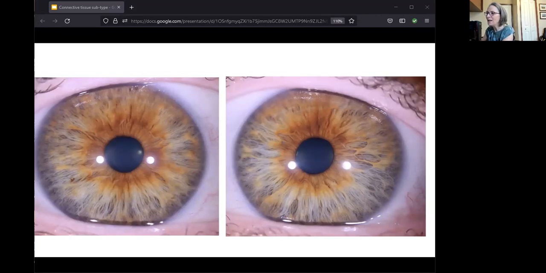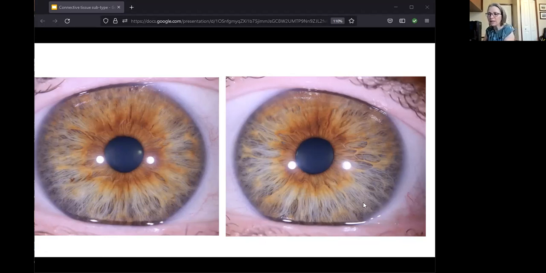So when I am looking at an eye, again, for connective tissue, we're looking for a few things. There may or may not be lacunae in the iris. But if there are lacunae, we want most of them or some of them to be not attached to the collarette. Okay, so you see we've got many lacunae in this eye that are not attached to the collarette.